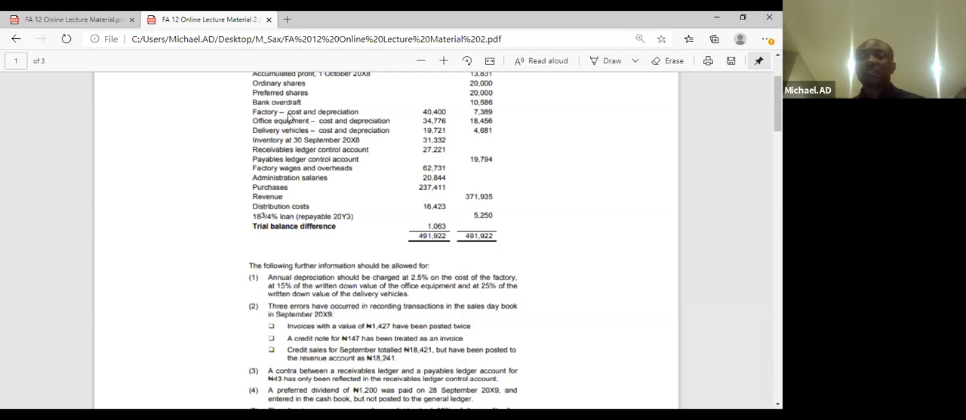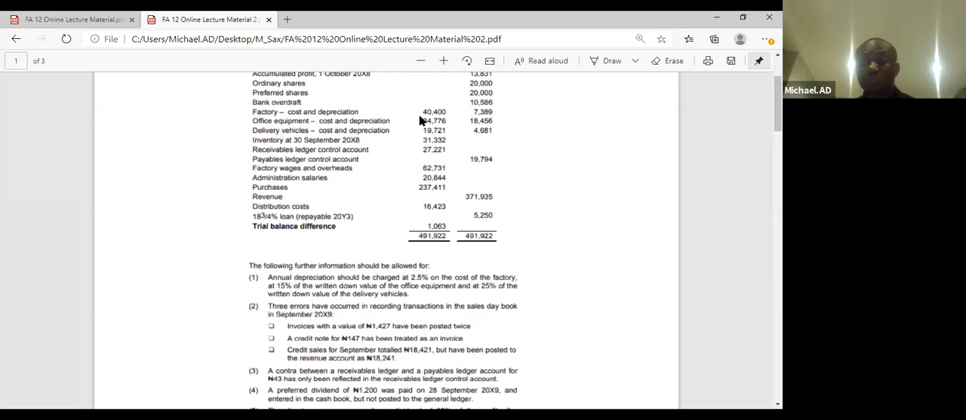So which one is going to affect our cost of sales? We look at our factory cost and depreciation. We have 40,400 naira, and it says 2.5% is charged on costs.